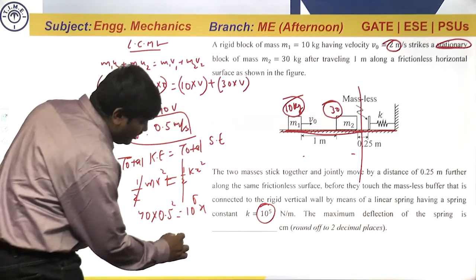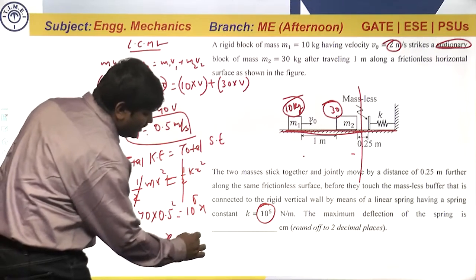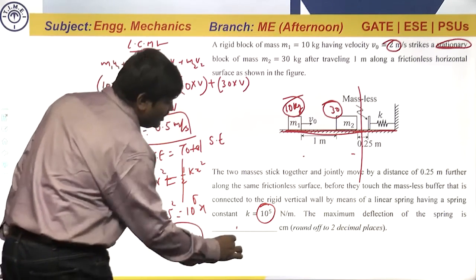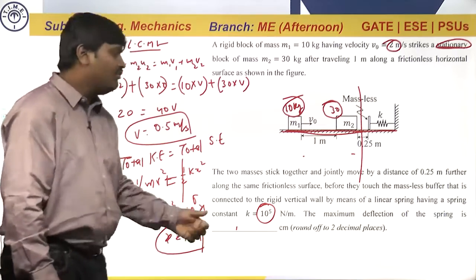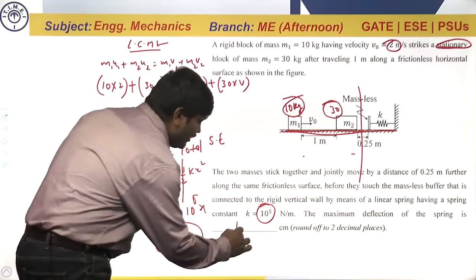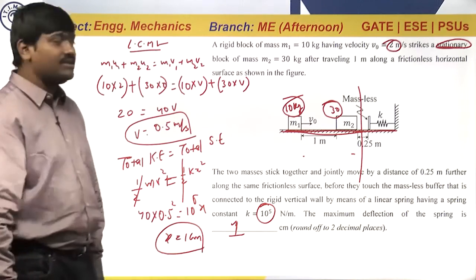Then what is the x value? If you solve this, you will get x in terms of meters, convert into centimeters, and you will get 1 centimeter as the solution. So the answer for this question is 1 centimeter, which is the correct answer.